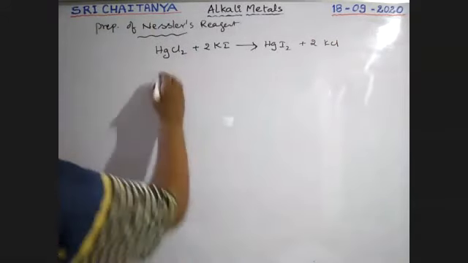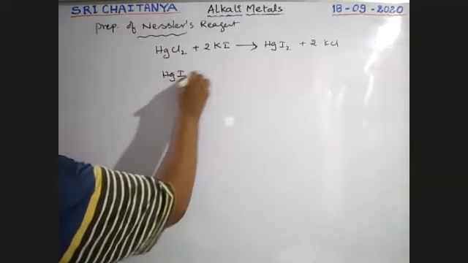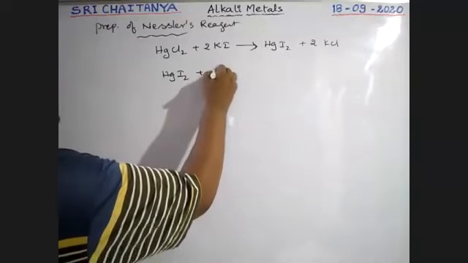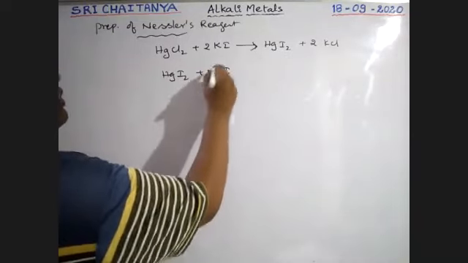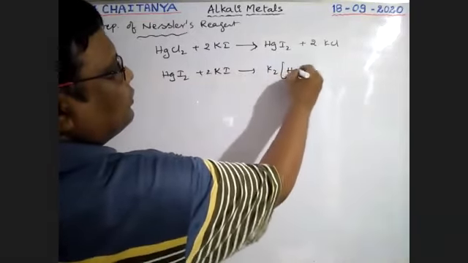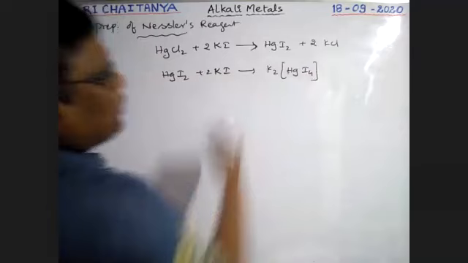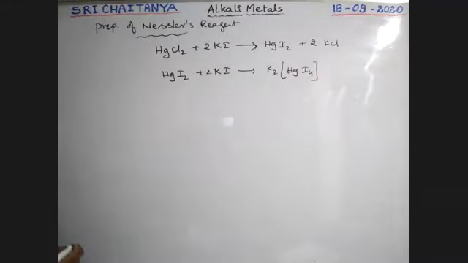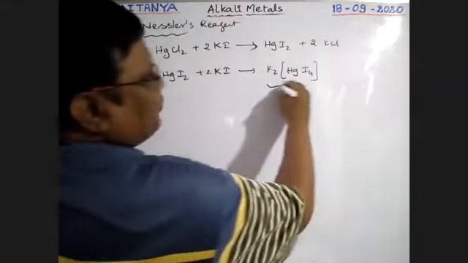This HgI2 further reacts with potassium iodide, 2 moles. That gives K2HgI4 as the product. K2HgI4. It is the complex compound, boys.